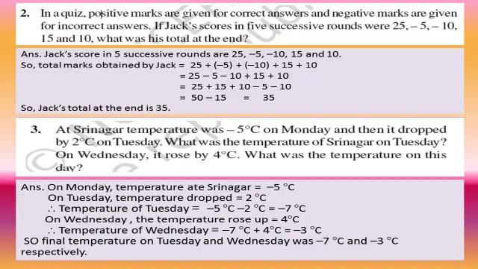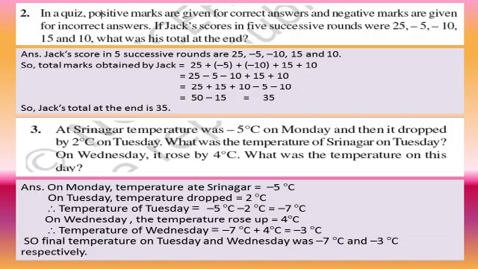Now as per the rules, all the integers having the same signs are always added. So 25 plus 15 plus 10 will become 50, having the same sign. Similarly, -5 and -10, same sign integers will be added, and the sign remains the same, -15. And finally 50 minus 15 is equal to 35. That is the answer.